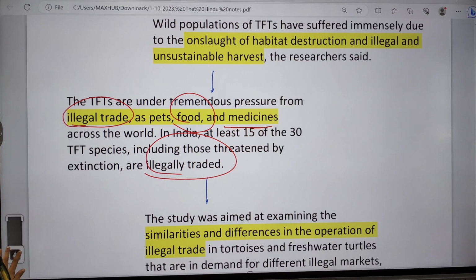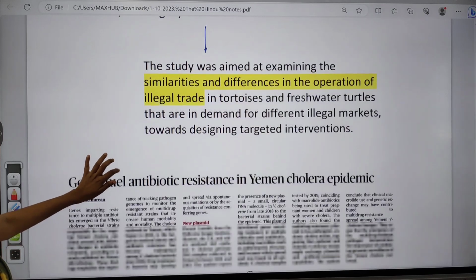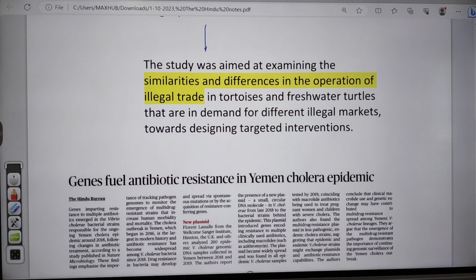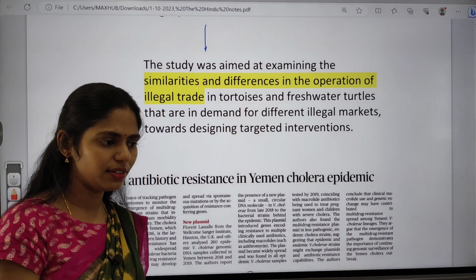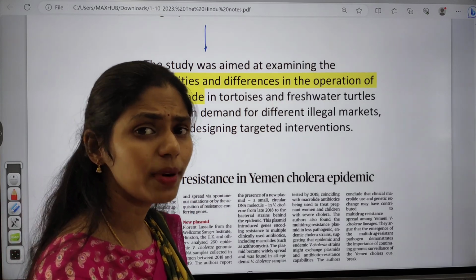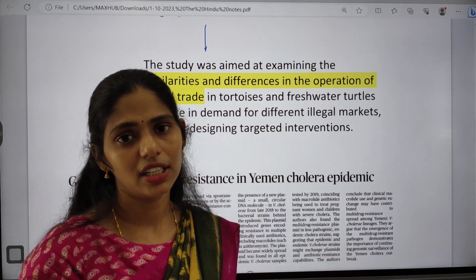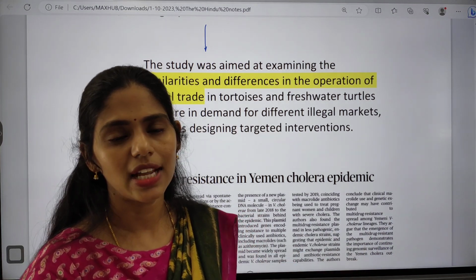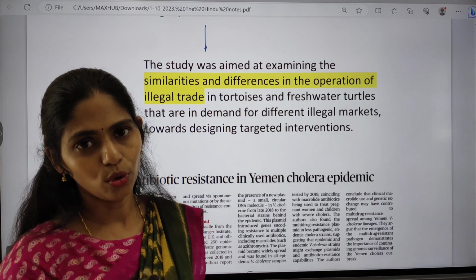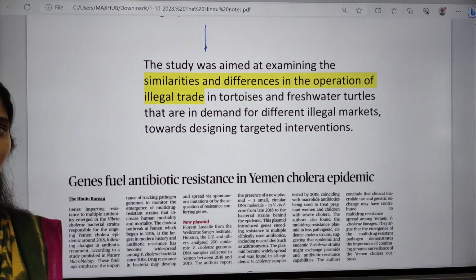This study also aimed at examining the similarities and differences in the operation of the illegal trade. And why this study? It will give some insights so that the government can come up with measures to control this trafficking, and take stringent actions against the people who are doing this poaching and illegal trading.